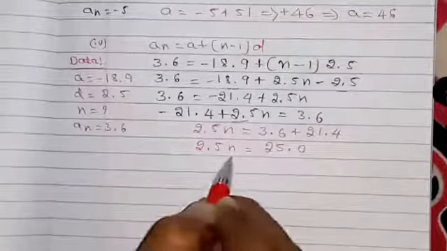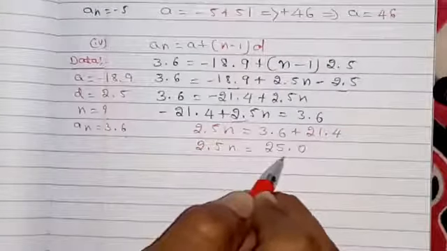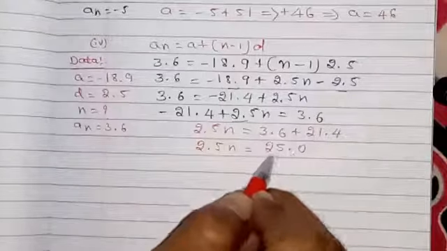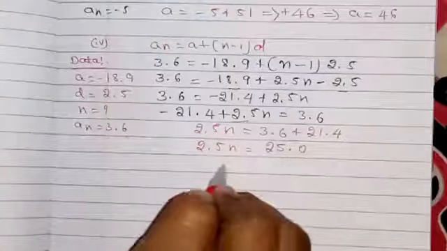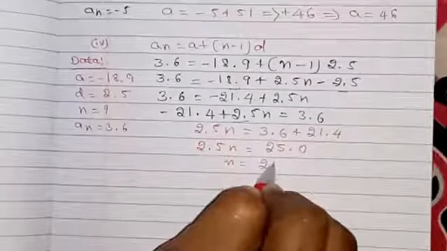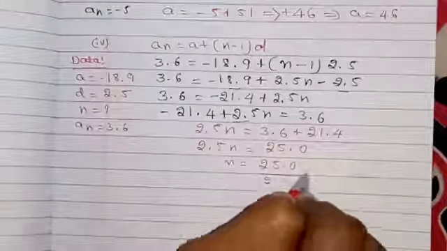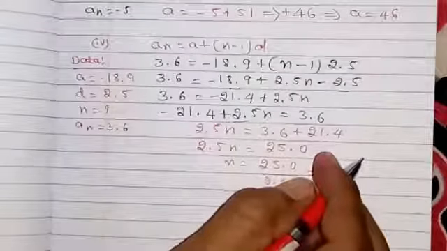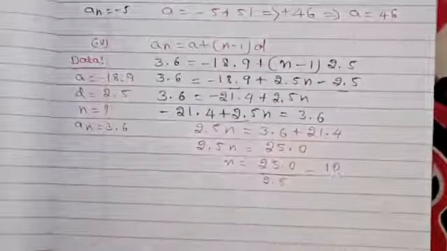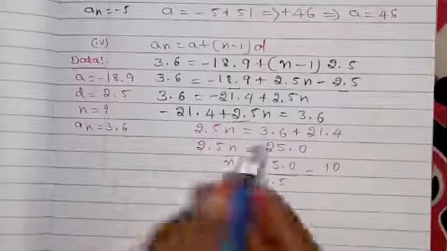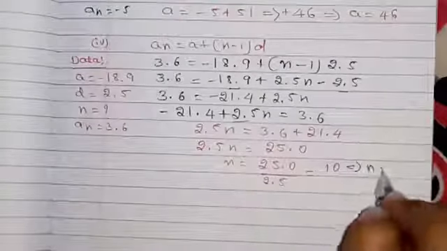25.0. Now we need the n value, keep the n there only and send 2.5 to the right hand side. If you send 2.5 to the right hand side it will become divide. So therefore n is equals to 25.0 divided by 2.5, that's equals to, if you divide this, the answer will be 10. Right children? So what is the value of n? n is equals to 10.